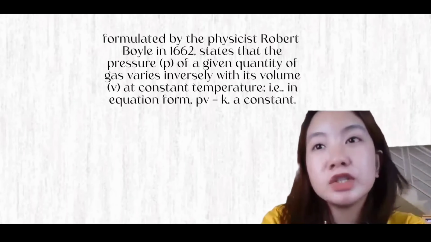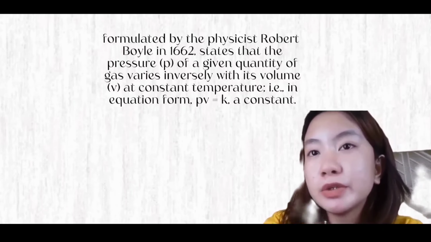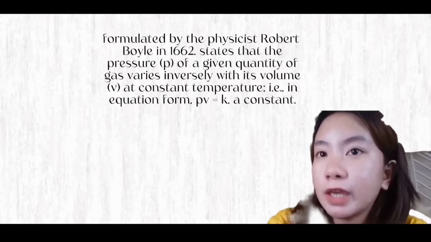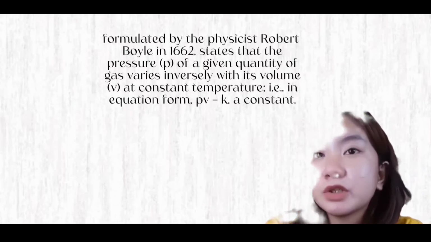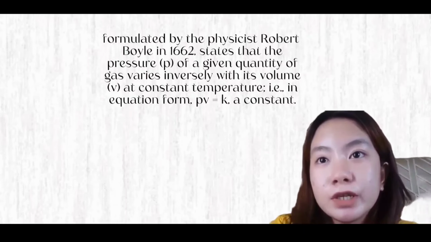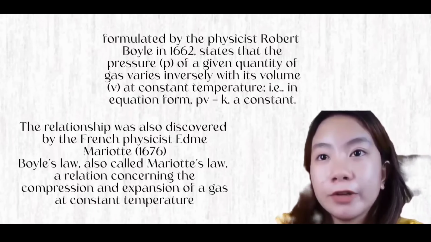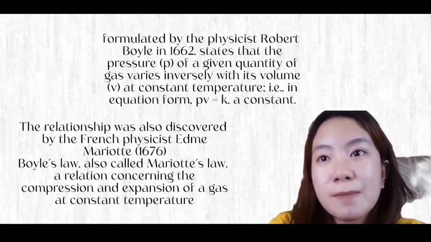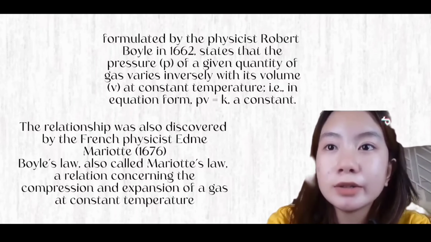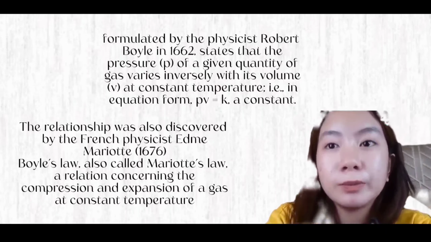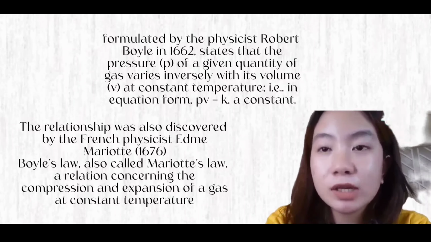This empirical relation, formulated by the physicist Robert Boyle in 1662, states that the pressure of a given quantity of a gas varies inversely with its volume at constant temperature. In equation form, PV equals K, a constant. The relationship was also discovered by the French physicist Edme Mariotte in 1676. Boyle's law, also called Mariotte's law, is a relation concerning the compression and expansion of a gas at constant temperature.